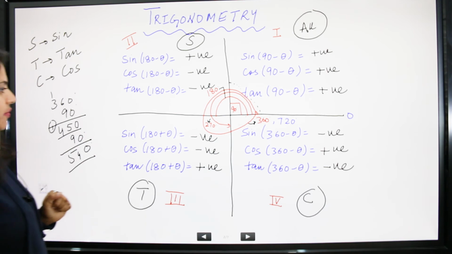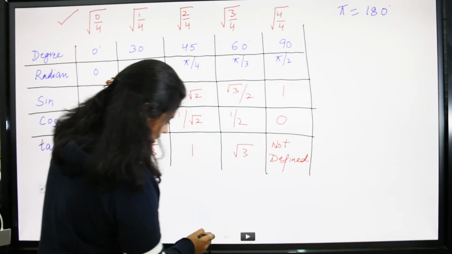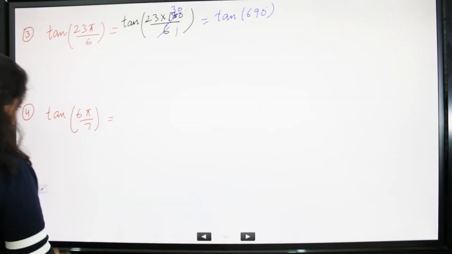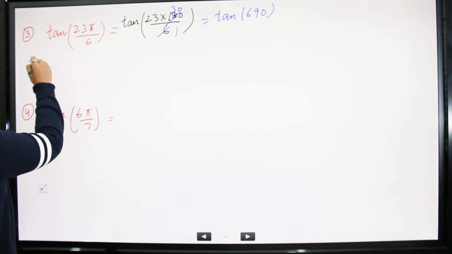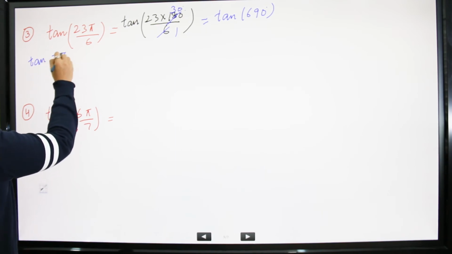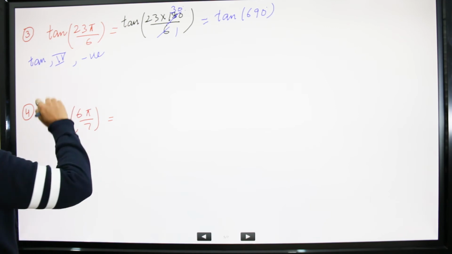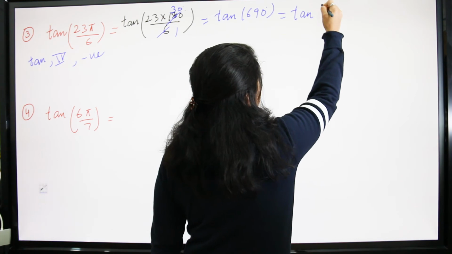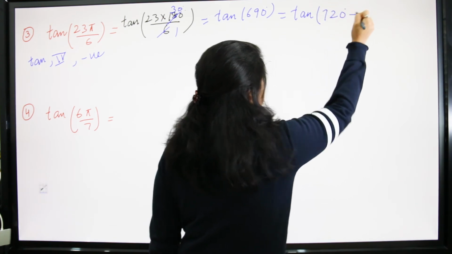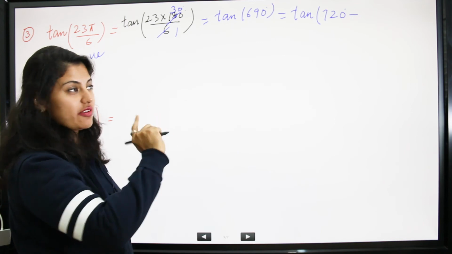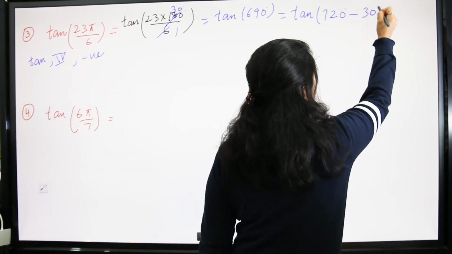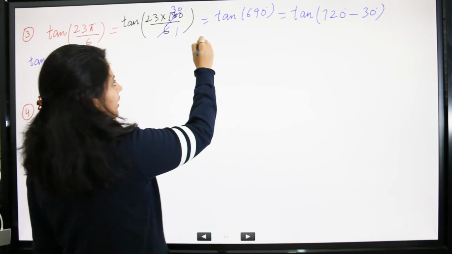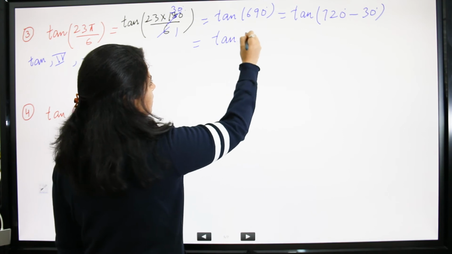So what you're going to do for this one, 720 degree, you can see that tan is negative in here. So we're going to write for this one, tan in the fourth quadrant and it having a negative value. So you can write for this one, this is equals to tan 720 degree take away, 690, 720, what's the difference? 30 degree. So you're going to write 30 degree in here. Okay, tan 720 take away 30, that can be written as tan 30 degree.